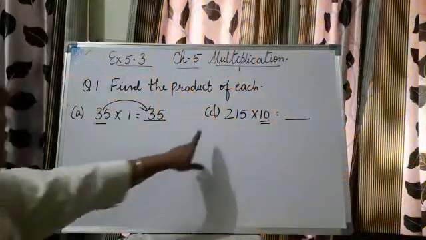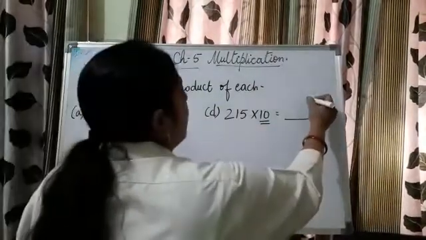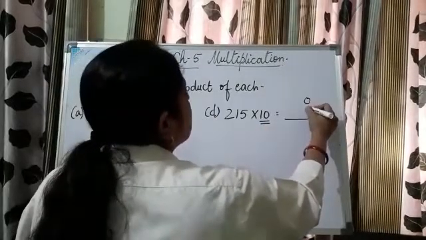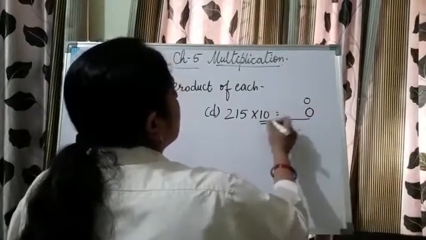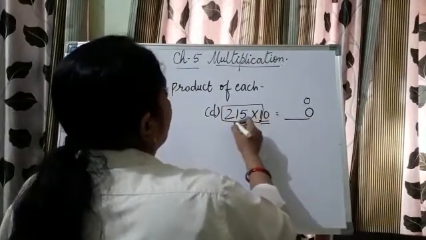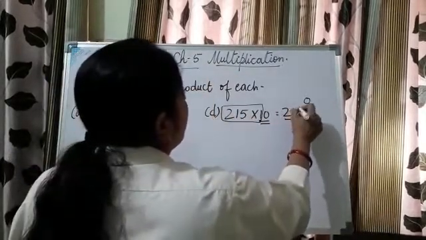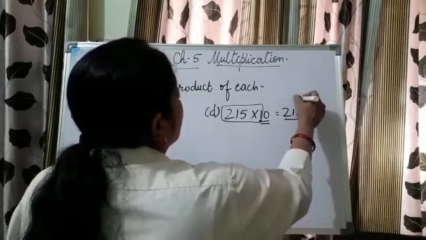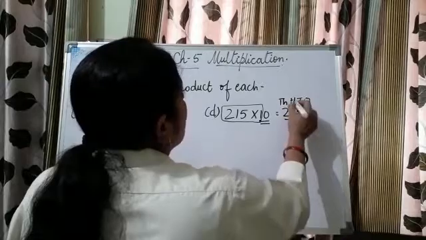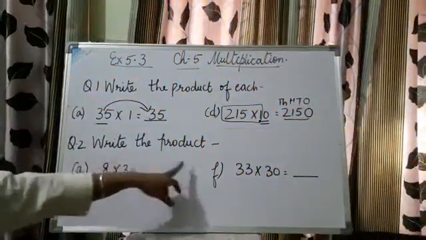D part, when any number is multiplied with 10. Again we are going to use our rule. Any number multiplied with 10, in the ones place we bring this 0 and the rest of the digits are multiplied with 1, that is 215 multiplied with 1 is 215 itself. So your total product becomes 2150.